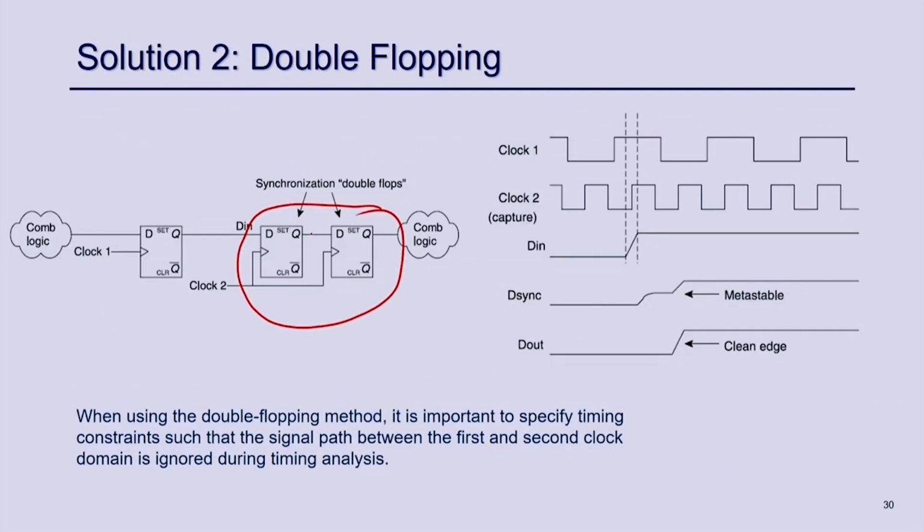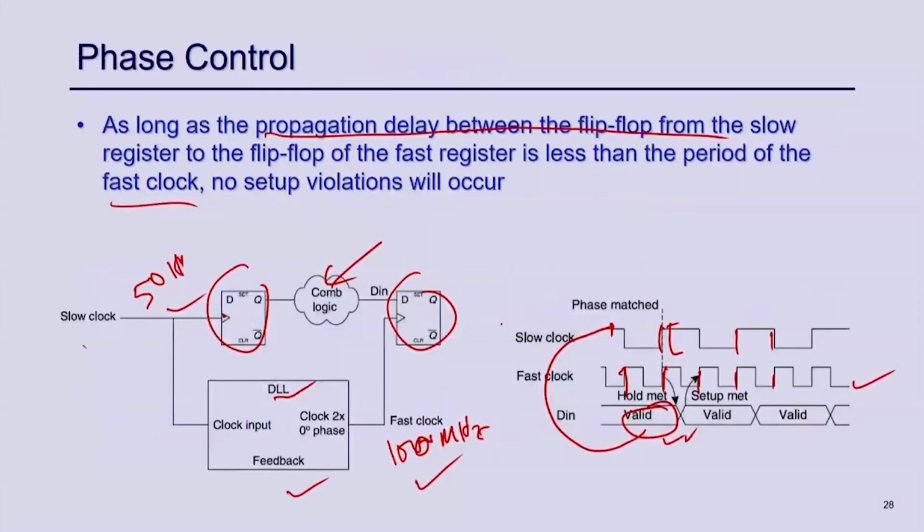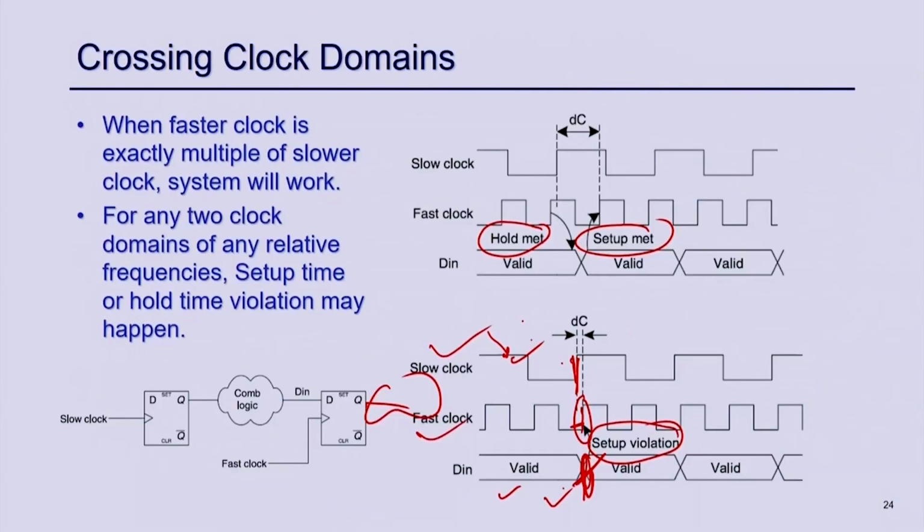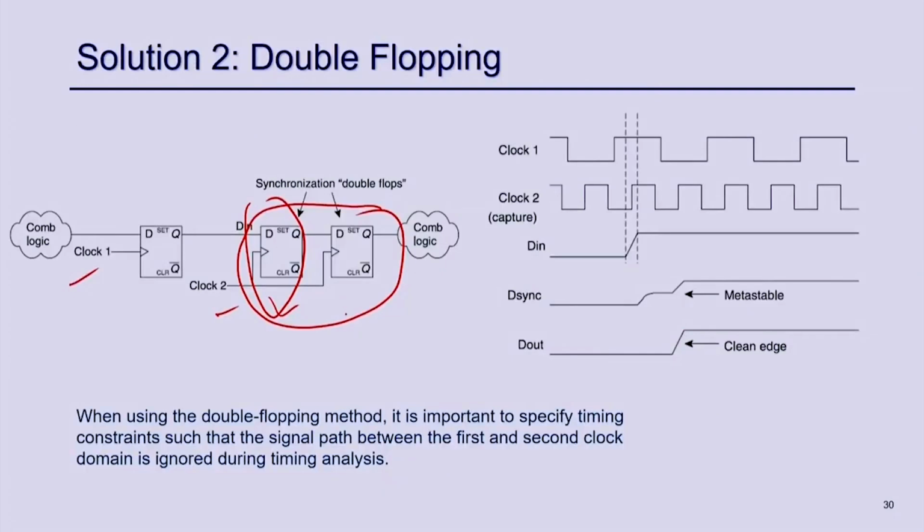The technique is called double flopping. Again, this is clock 1, this is clock 2, and what I am doing in clock 2 is, instead of one flop as in the normal scenario, I am going to use 2 flops in the destination clock domain, which may be faster or slower. The advantage here is that whatever metastability happens here will stay here, and will not propagate to the output of this register.